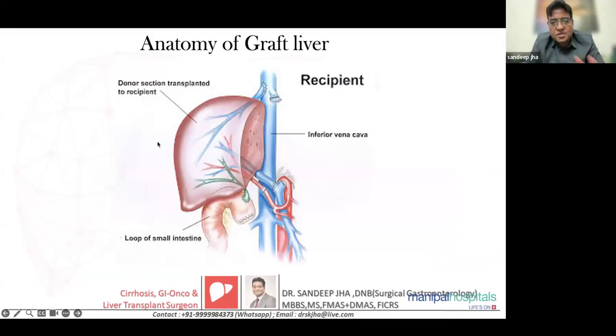So this is how we put the graft into the recipient. These are the connections we make. You can see here the right hepatic vein has been attached to the IVC here. The portal vein has been attached to the portal vein of the recipient, and the right hepatic artery is attached to the common hepatic artery of the recipient. And here the green colored bile ducts are connected to the Roux loop of the intestine, and they can drain into it.